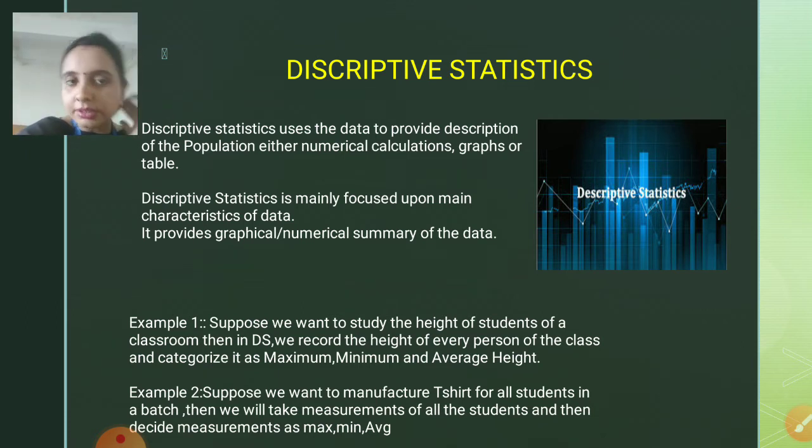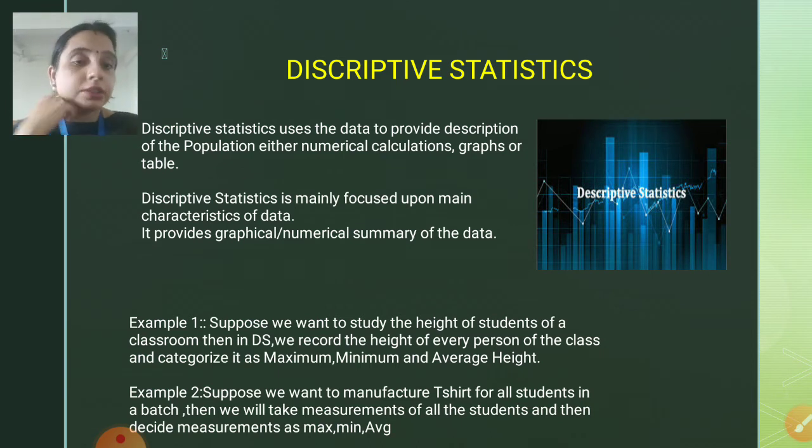So the second example, in a similar manner: suppose we want to manufacture t-shirts for all the students in my batch. For example, if I have 15 students in my batch, obviously I should have a rough idea about the measurements of the students, so that I can give the measurements to the tailor, and accordingly, according to the size, the tailor is going to stitch the t-shirts.